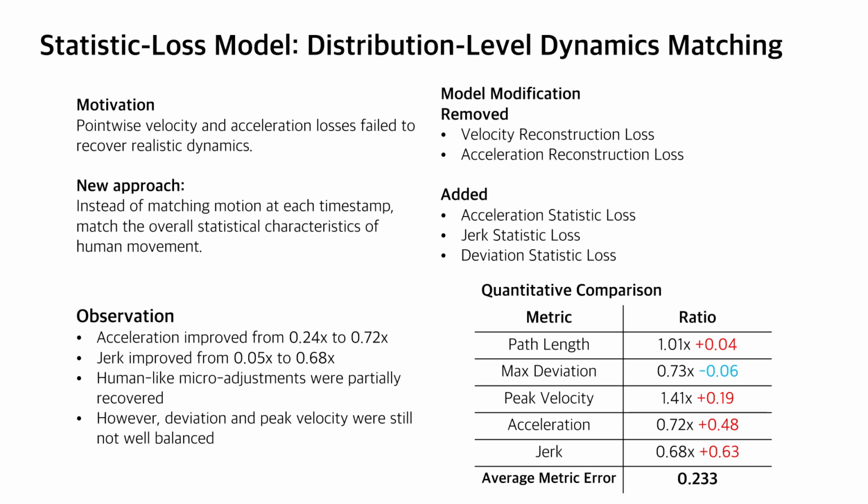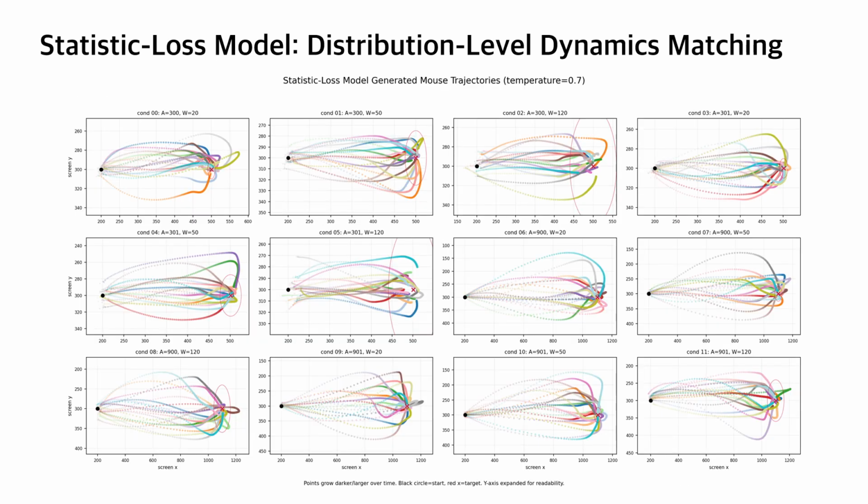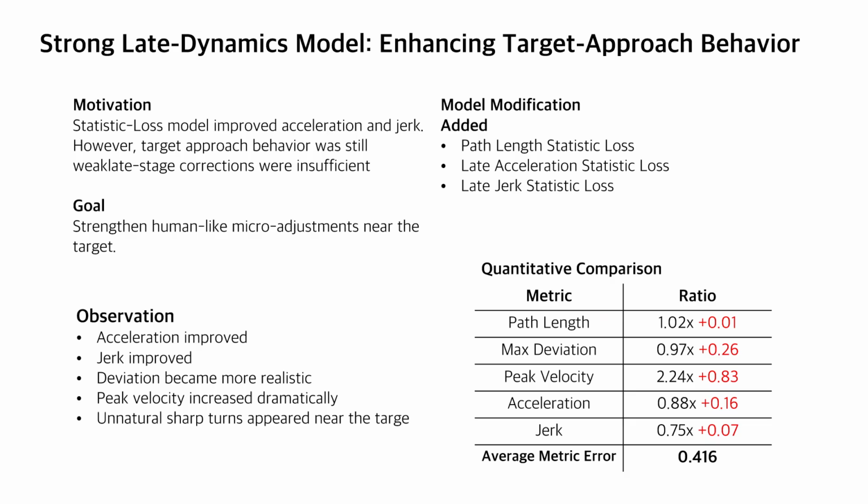The result improves substantially. Acceleration increases, and while jerk also improves, the overall movement dynamics become much closer to real human trajectories, as you can see in the quantitative comparison. The results suggest that distribution level matching is more effective than pointwise dynamics reconstruction for modeling realistic causal movements. So this is the third version of our model, but it is also not perfect.